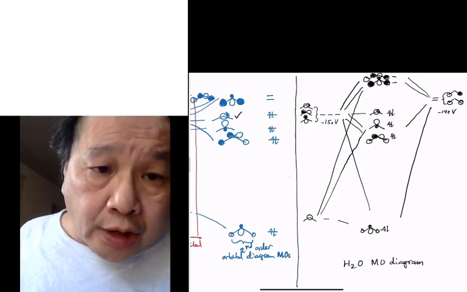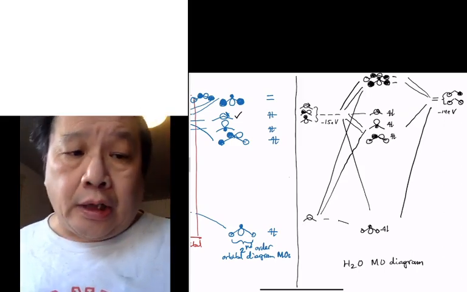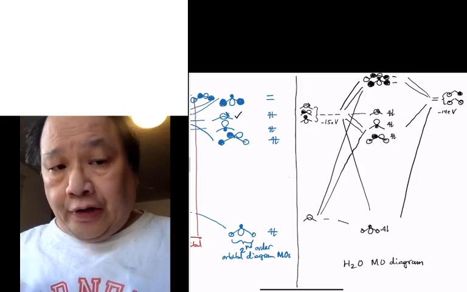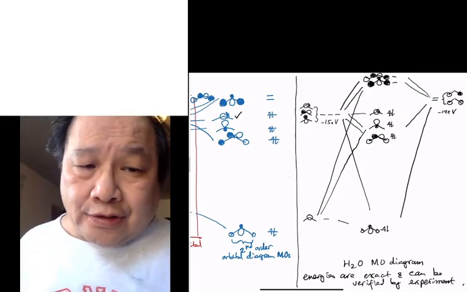Now that certainly took a lot more time to make than the Lewis structure and valence bond methods. And why did we do this? The reason is that the energies are exact and can be verified by experiment. Until you can verify something by experiment, in the physical sciences, it's not totally there yet.